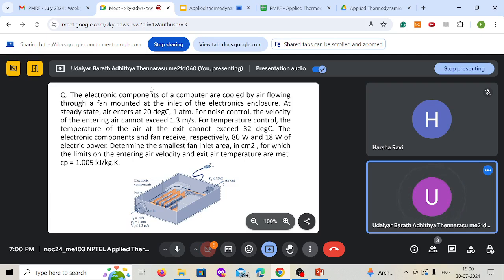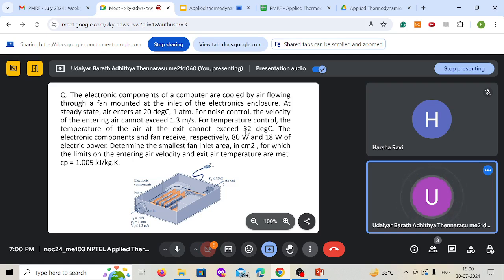So here they are saying that you are sitting in an air conditioned room, so your temperature is 20 degrees Celsius and your pressure is at 1 atmosphere. That's the atmospheric pressure. Here you have a limitation. What they are saying is, the fan cannot run so fast that the velocity exceeds 1.3 meter per second and creates noise, but it cannot run slow such that the temperature of the air which is coming out is higher, 32 degrees.